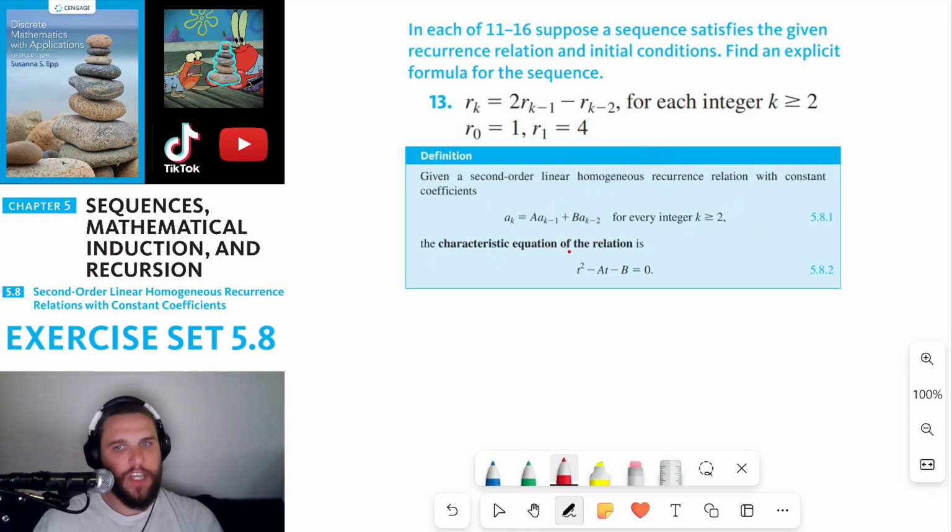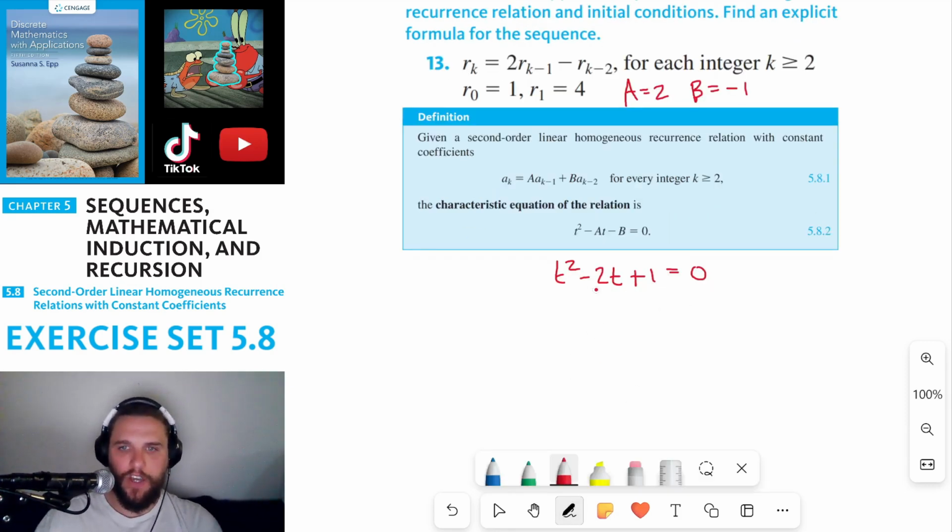The characteristic equation of the relation is t squared minus at minus b. So in this case, a is the constant coefficient attached to r sub k minus 1, which is 2, and b is the constant coefficient attached to r sub k minus 2, which is negative 1. And so according to this, the characteristic equation would be t squared minus 2t, and then minus b, which is plus 1, equals 0. So this is the characteristic equation.